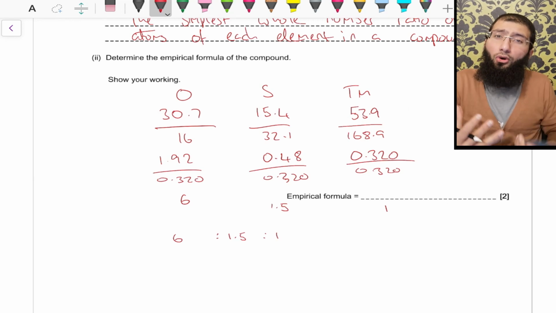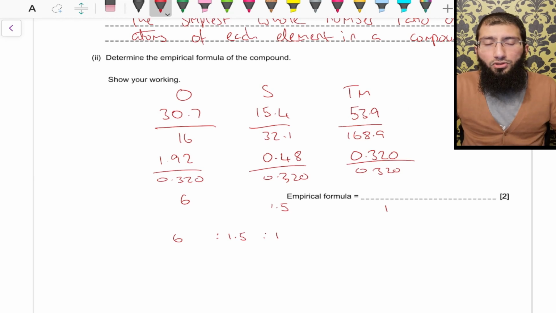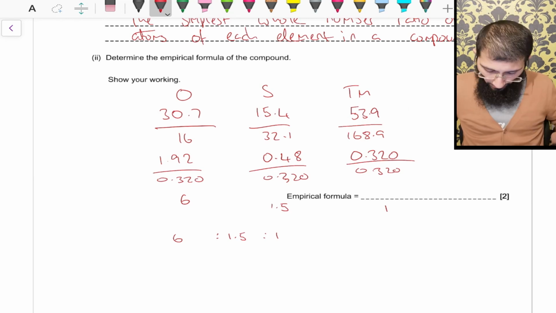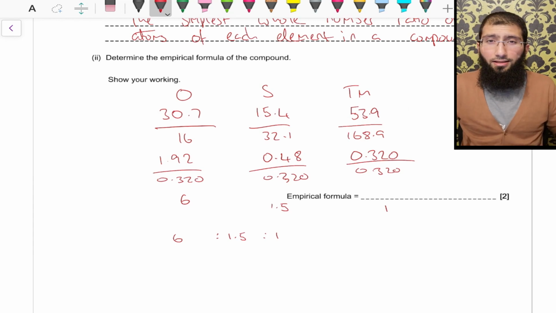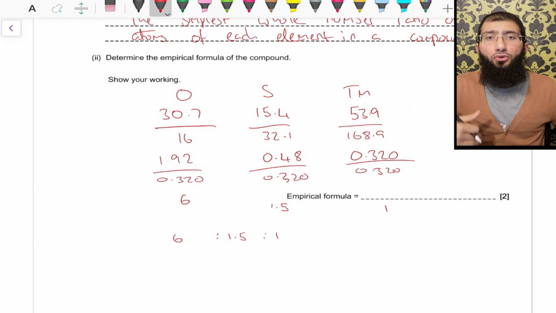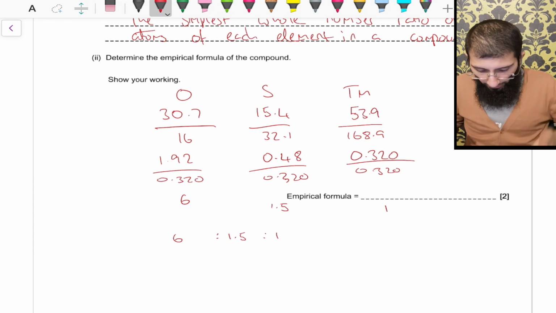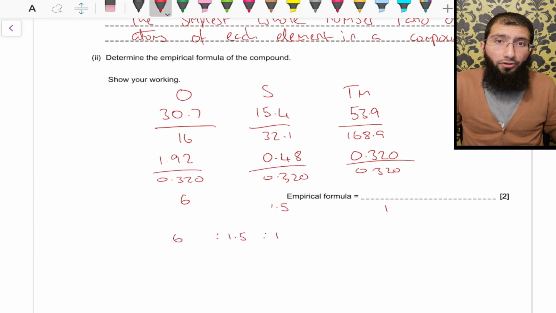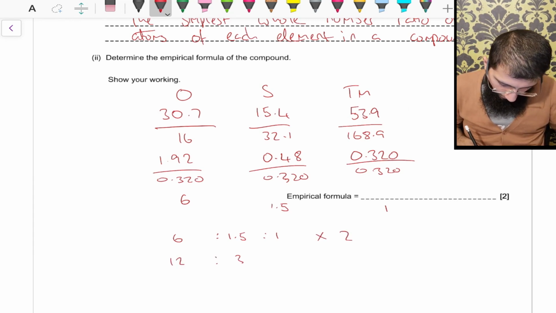However, again, we've not got whole numbers. 1.5 is not a whole number, so we need to adjust accordingly. Now what a lot of students tend to do is they'll round the 1.5 up to 2. No, you need to turn it into a whole number by multiplying by a factor. For example, if I multiply 1.5 by 2, I end up getting a whole number of 3.0. So if I multiply everything in the ratio by 2, I've got 12 to 3 to 2.